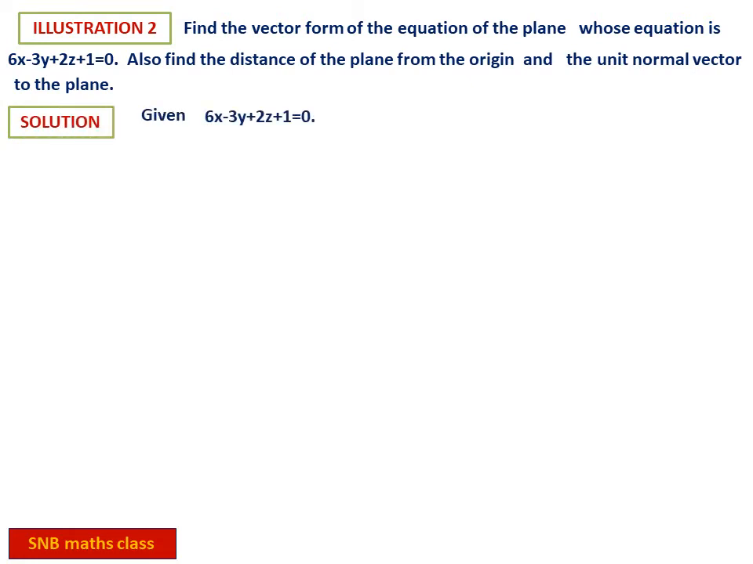See here, given 6x minus 3y plus 2z plus 1 equal to 0. So therefore 6x minus 3y plus 2z equal to minus 1. Take 1 to the right side. Now the left side, 6x minus 3y plus 2z, can be written as a dot product: xi plus yj plus zk dot 6i minus 3j plus 2k, equal to minus 1. Therefore the first factor we can write as r, because we want it in vector form. Vector r dot 6i minus 3j plus 2k will be equal to minus 1.